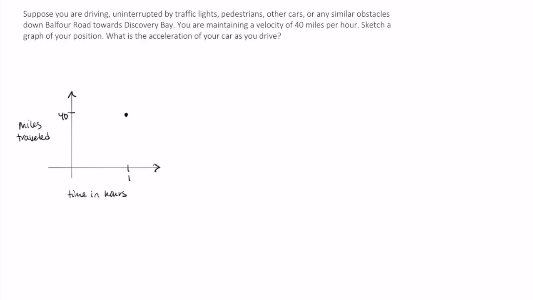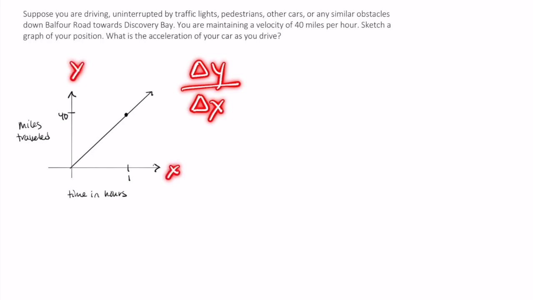Now let's go ahead and connect our origin to that dot. All right, so since we're given no other information about how long we travel or anything else, this is all I'm going to sketch here. So this makes it really clear that after 1 hour, we've gone 40 miles. It also makes it clear that our rate of change, that is delta y over delta x, where this is x and this is y, is 40 over 1 miles per hour.